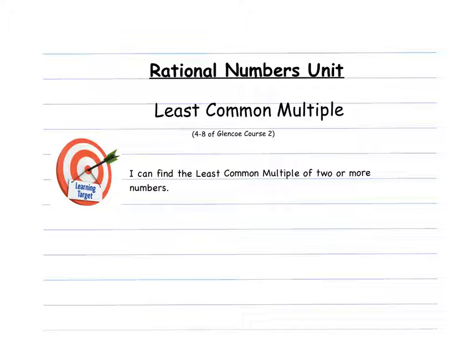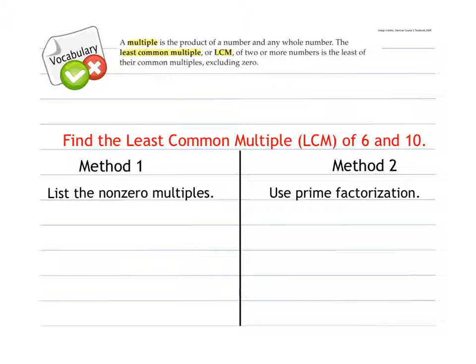Our last video here in our rational numbers unit, Unit 3A, is least common multiple. Our learning target: I can find the least common multiple of two or more numbers. Our vocab here: a multiple is a product of a number and any whole number. And the least common multiple, or LCM, of two or more numbers is the least of their common multiples, excluding 0. So you should have both of those vocab words written down.